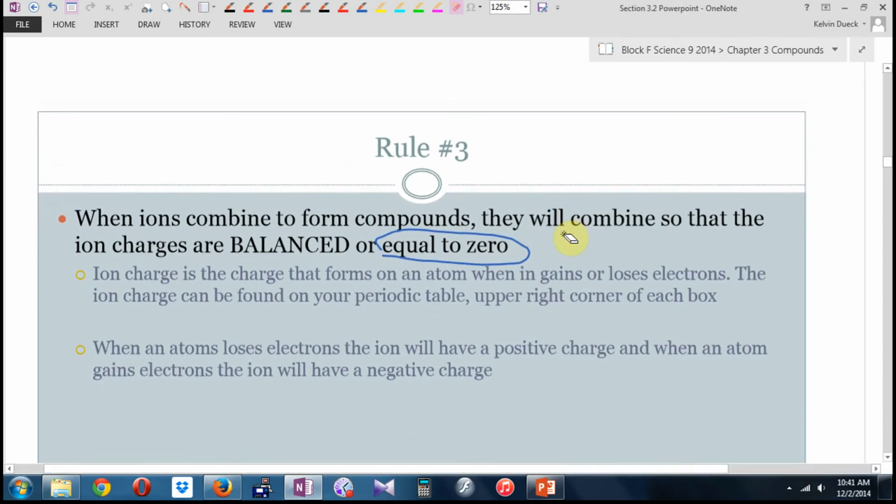So, ion charge is the charge that forms on an atom when it gains or loses electrons. And remember, the ion charge can be found on your periodic table. Where? Right there. By the way, do you see what's weird about the ones near the middle of your periodic table? What do you notice about some of their ion charges? They have more than one. They're called multivalent, and they're trickier. We're going to get to those maybe today.